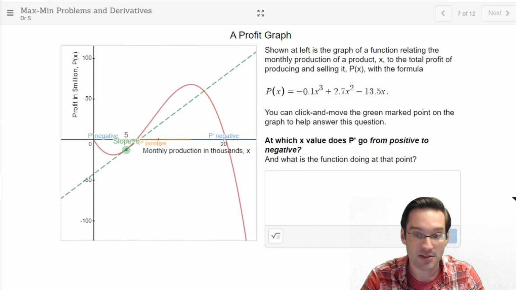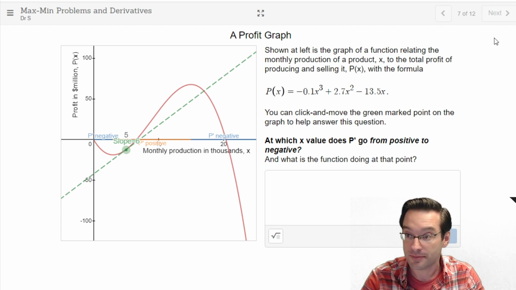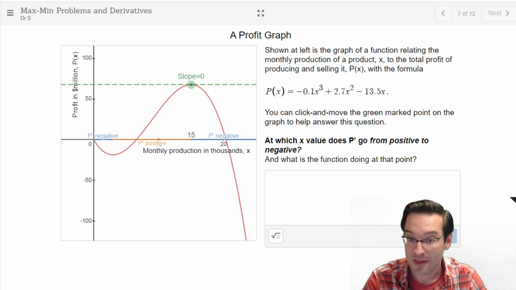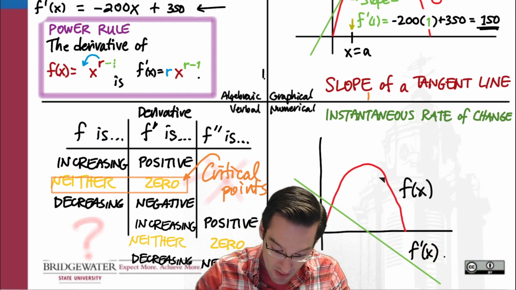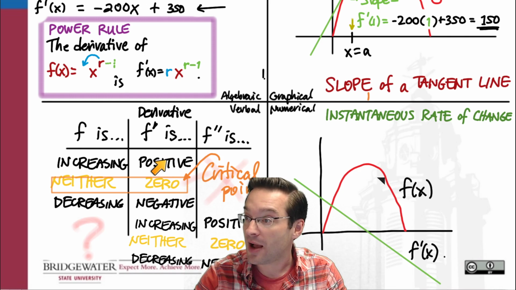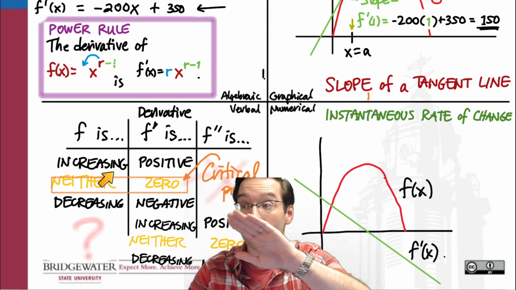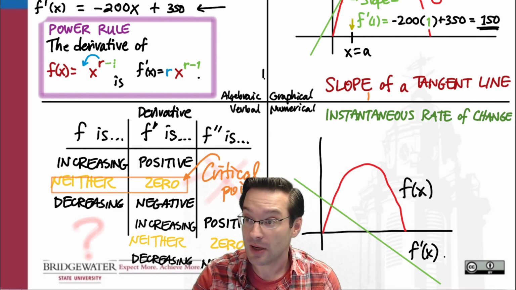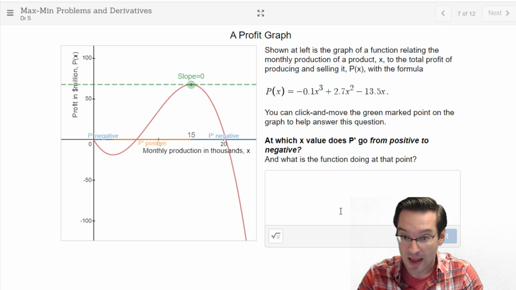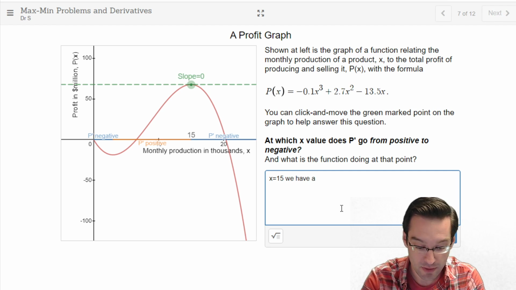And so of course my next question is, where does the opposite happen? Where is p prime going from positive to negative? And what's the function doing at that point? That's my point at x equals 15. Right? At x equals 15, my derivative is going from positive to negative. And so my function is going from increasing to then decreasing. It stops going up and it starts going down again. Right? That's what's happening at x equals 15. And so at x equals 15, we have not a local minimum, but a local maximum, the top of a hill.